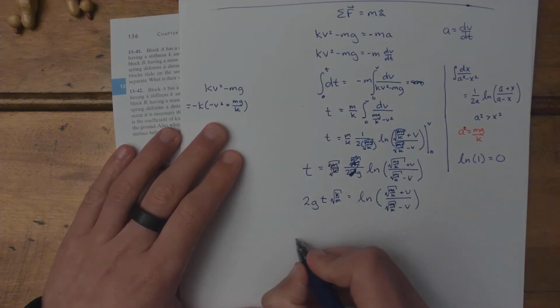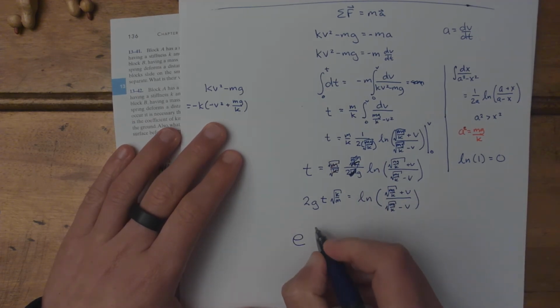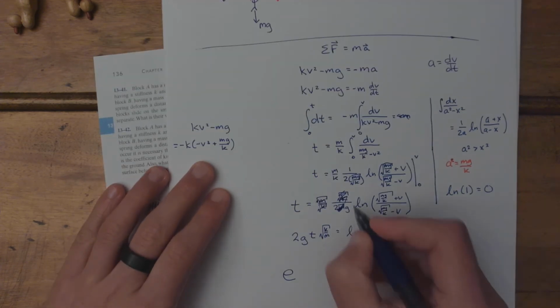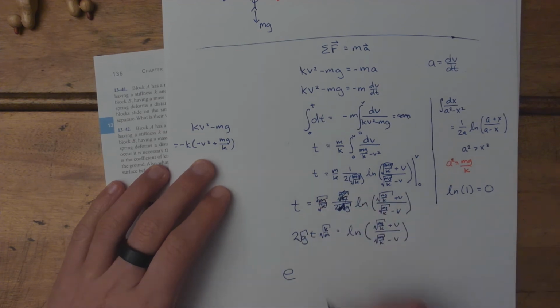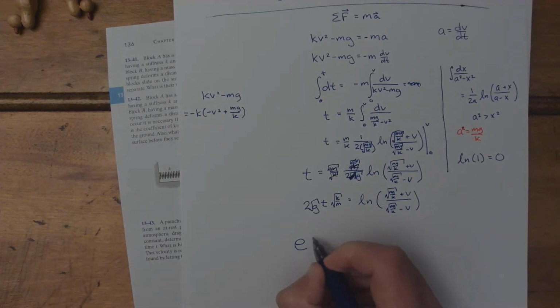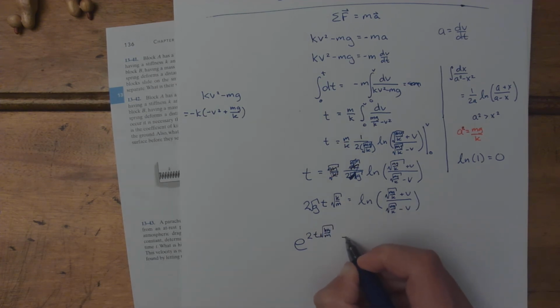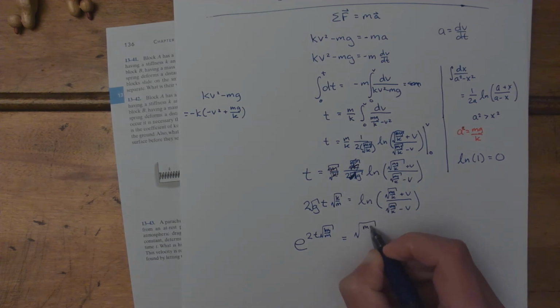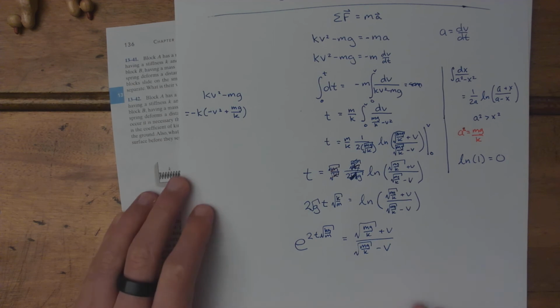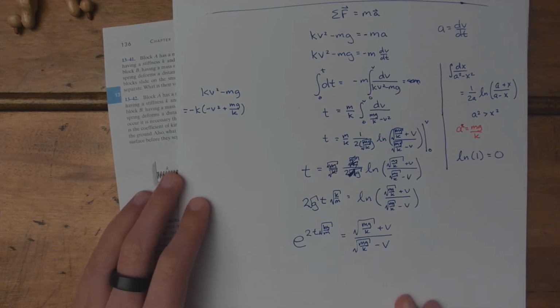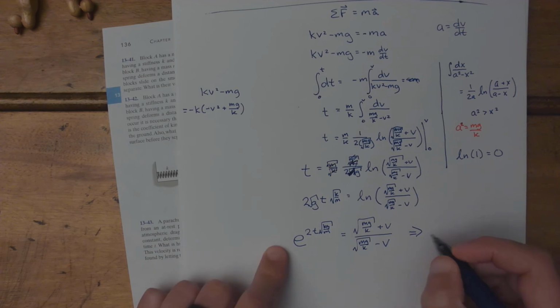This is equal to e to, this was also a square underneath the square root. Okay, so e to the 2t square root of kg divided by m is equal to square root of mg over k plus v over square root of mg over k minus v. Okay, now we have to solve this for v, so we will bring the denominator over to the other side.